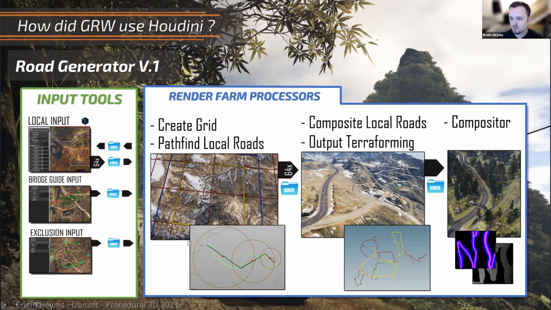However, then you would confirm if it was okay, if you liked it, and if you did, then you could send it for the compositing system to bring it all together in the world and turn it into terraforming textures. And then finally, we'd run the compositor to deal with the compositing of all the terrain layers.